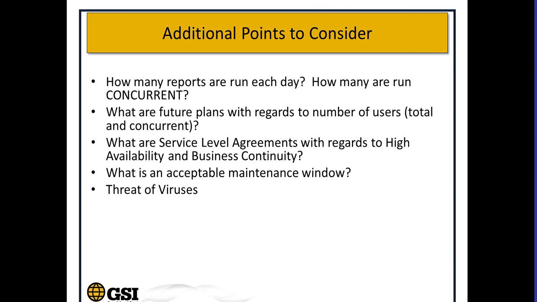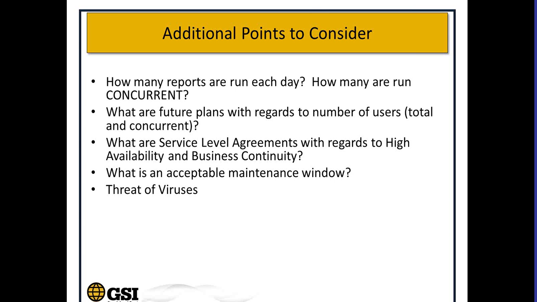Other things, just sizing in general. How many reports are you running? How many are run concurrently? UBEs and batch jobs can really change things a lot when you're talking about architecting things. So it's something to really keep in mind. And those are also things that can be clustered and can be scaled out. As far as future plans for users, we kind of got into that a little bit.